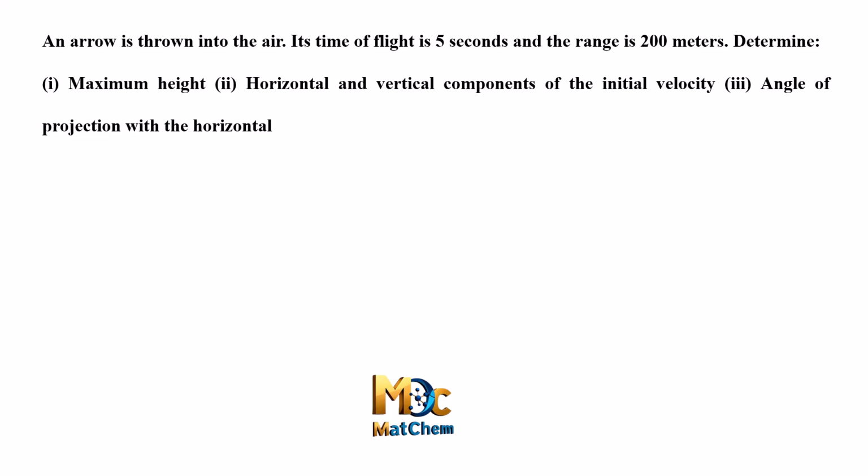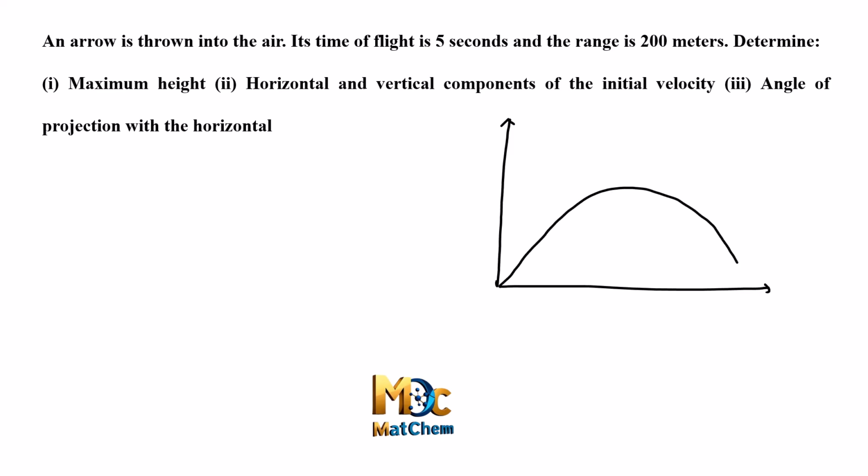So the question is: an arrow is thrown into the air. Its time of flight is 5 seconds and the range is 200 meters. Determine the maximum height, the horizontal and vertical components of the initial velocity, and the angle of projection with the horizontal. Whenever an arrow is thrown into the air, it will follow a projectile path or a parabolic path. So that will be having a path like this.